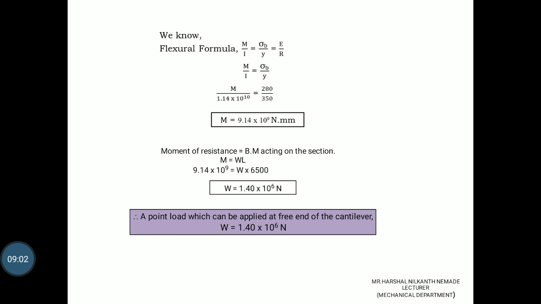Moment of resistance is equal to bending moment acting on the section. M is equal to W into L. So M I have calculated 9.14 multiplied by 10 to 9 is equal to W, which I have to calculate. L is equal to 6500. So W is equal to 1.40 multiplied by 10 to 6 Newton. Therefore, the point load which is applied at the free end of the cantilever, W is equal to 1.40 multiplied by 10 to 6 Newton.